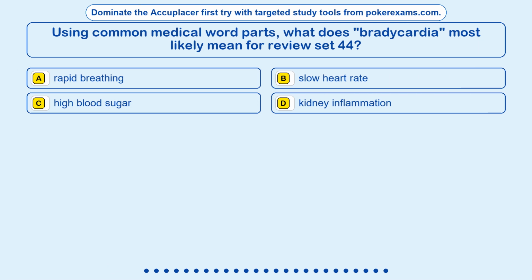Question 23. Using common medical word parts, what does bradycardia most likely mean for review set 44? Option A. Rapid breathing. Option B. Slow heart rate. Option C. High blood sugar. Option D. Kidney inflammation.